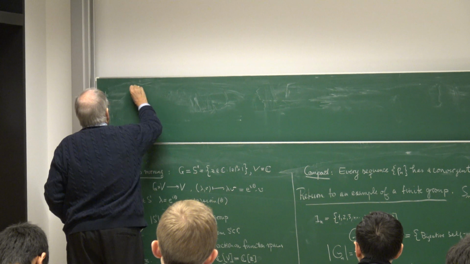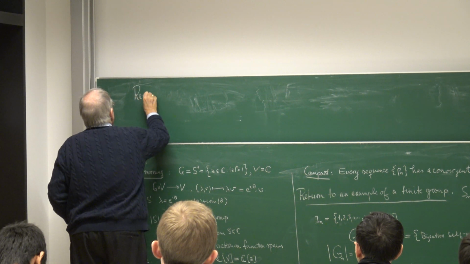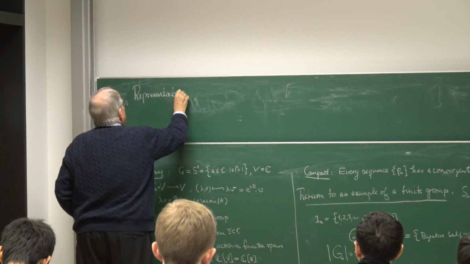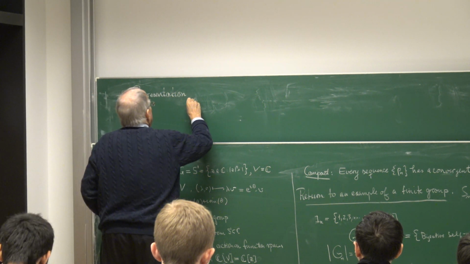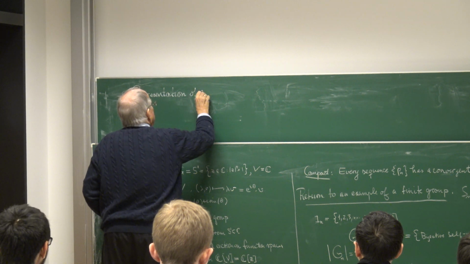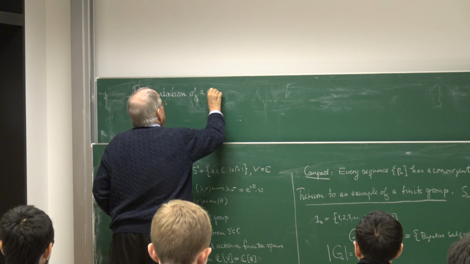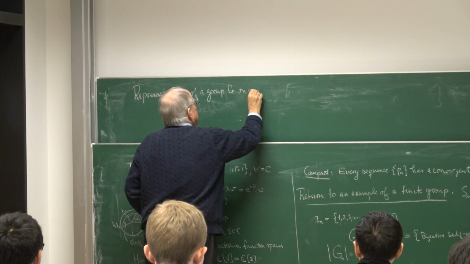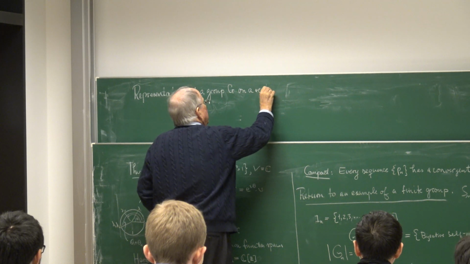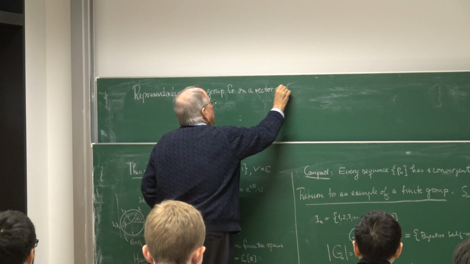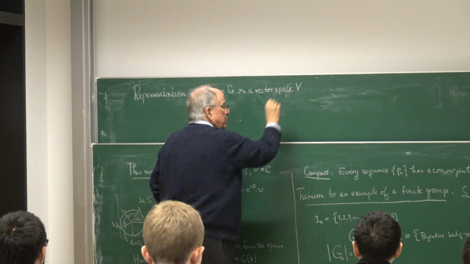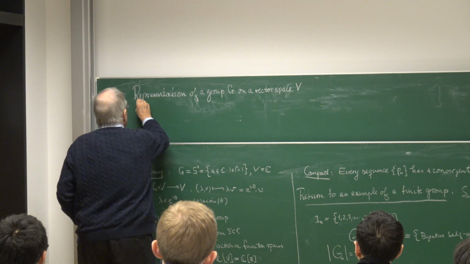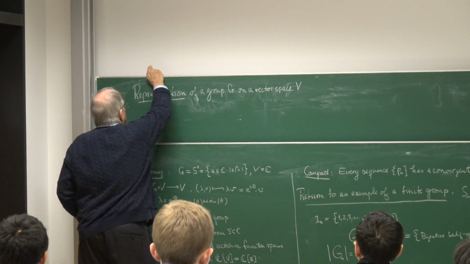So I'm going to be talking about a representation. Implicit is the word linear. Representation of a group G on a vector space V. That's what you're asking. What the devil does that word mean, representation? Very easy to say. This is a G action.